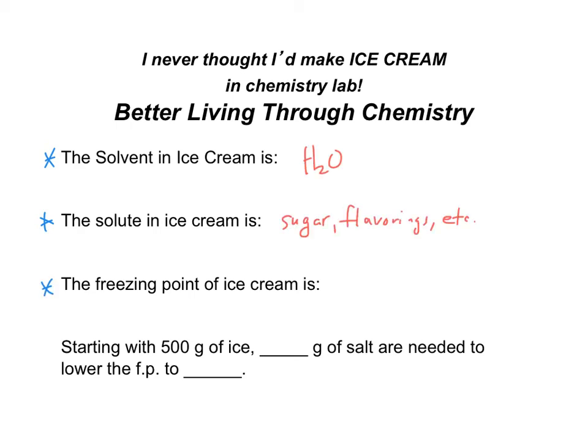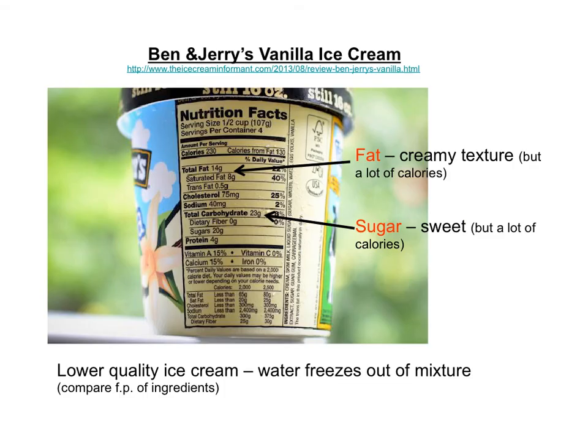And the answers are, so what we'll do in lab is estimate the freezing point of ice cream and then figure out how much salt we need to add to ice to lower the freezing point to that temperature. We like our ice cream to be creamy. The fat in the ice cream gives it its creamy texture. Ben & Jerry's is good ice cream. Lower quality ice cream, the water freezes out of the mixture.